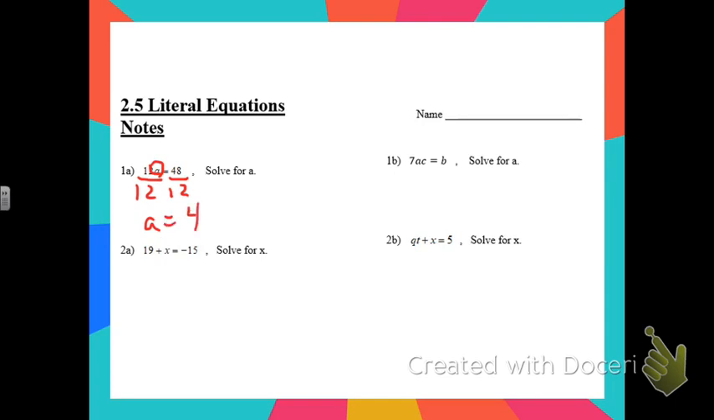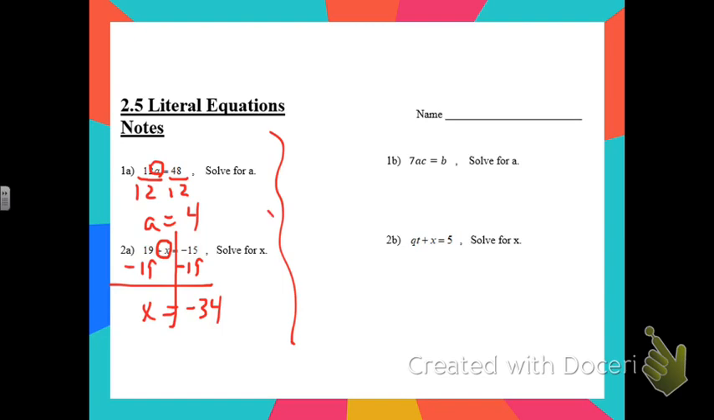So same technique, we just don't usually circle that variable. You can if you want to think about it that way. 19 plus x equals negative 15. I've got to subtract 19 from both sides. X equals negative 34. So those are solving for. The direction is the same, only we have all numbers.